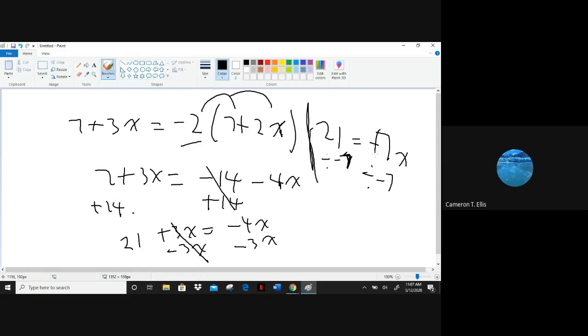Negative 7 divided by negative 7 cancels. We get our invisible 1. What's 21 divided by negative 7? 21 divided by 7 is 3, so 21 divided by negative 7 is negative 3, equals x. So that was a pretty hard one. I tried to work that one all the way with you guys, but I'm going to get rid of that really quickly.